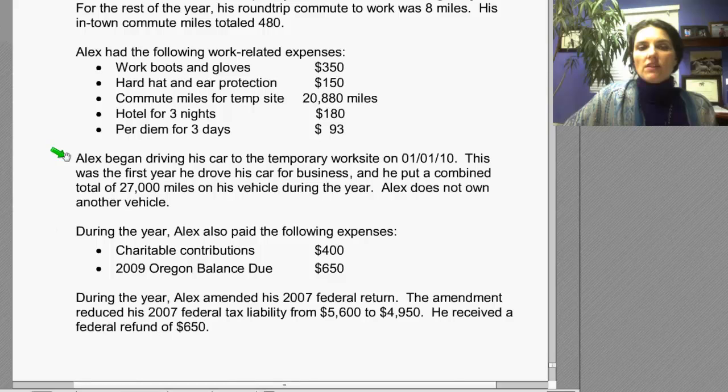He had the following work-related expenses. Alex began driving his car to the temporary job site on 1/1/10. This is the first year he has driven his car for business, and he put a combined total of 27,000 miles on his vehicle during the year. Alex does not own another vehicle. During the year, Alex also paid the following expenses: charity and his Oregon balance due. And also during the year, he amended his 2007 federal return. The amendment reduced his 2007 federal tax liability from $5,600 to $4,950, and he received a federal refund in the amount of $650.